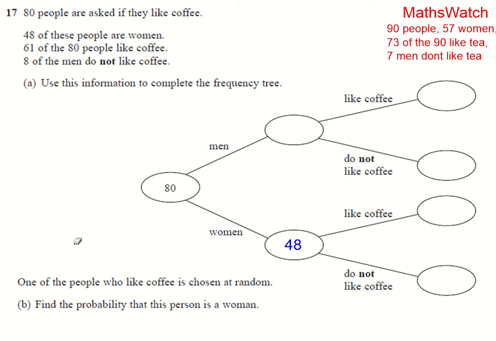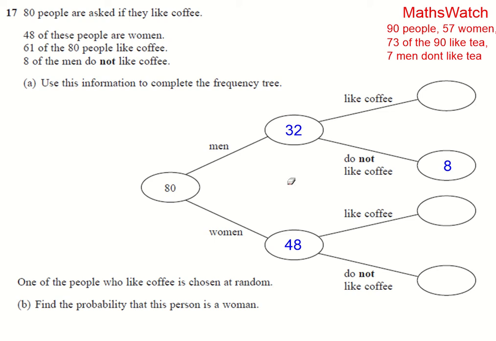We do, however, know that 8 of the men do not like coffee. So if we go up the men route, and then to do not like coffee, we know that has to be an 8. We can now start working out other numbers. If we know there are 48 women, then we can work out the number of men by doing 80 minus 48 to give us 32.